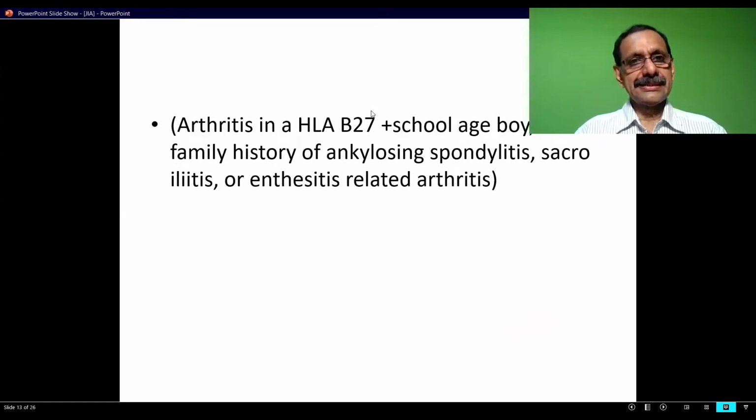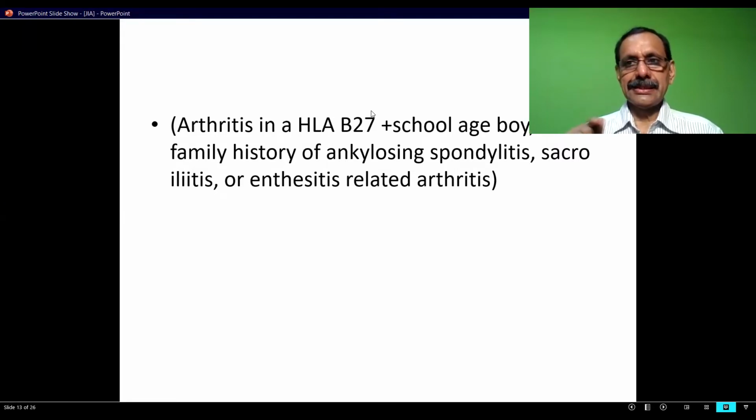So enthesitis-related arthritis can be summed up like this. It is an arthritis in a HLA-B27 positive school-age boy with a family history of ankylosing spondylitis or sacroiliitis. So that will sum up the diagnostic criteria for enthesitis-related arthritis.